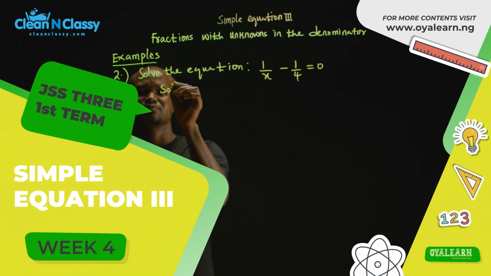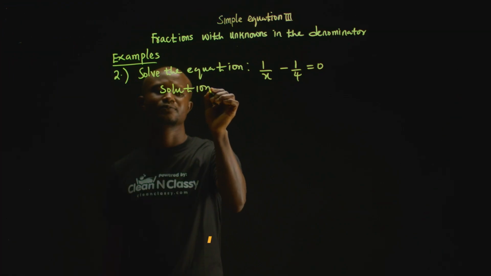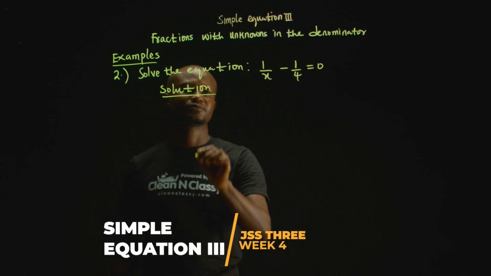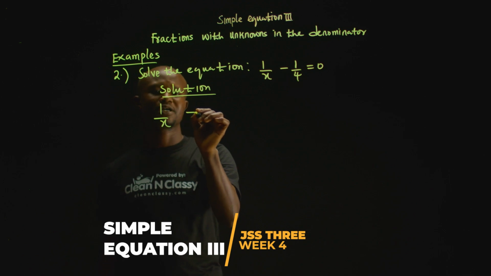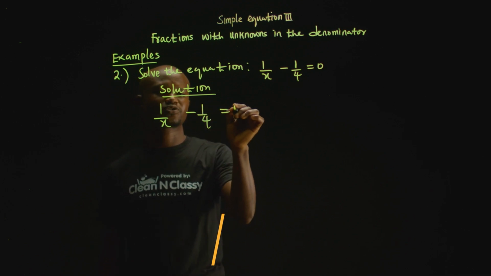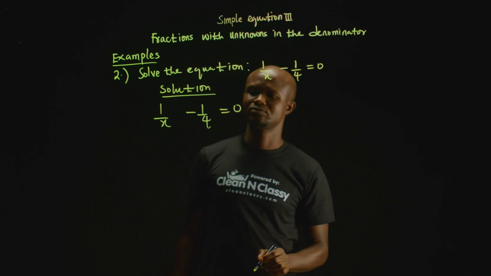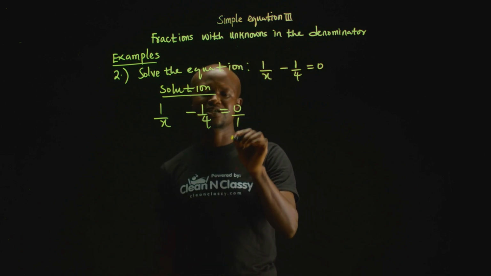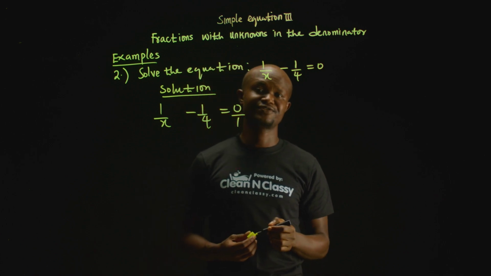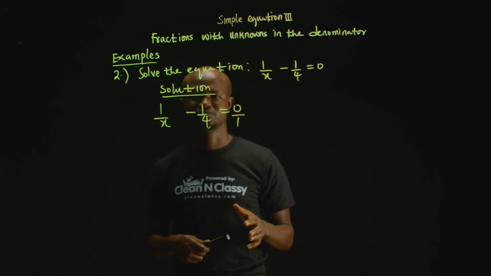Solve the equation. One over x minus one over four is equal to zero. We can write zero as zero divided by one. Zero divided by one will still give us zero.